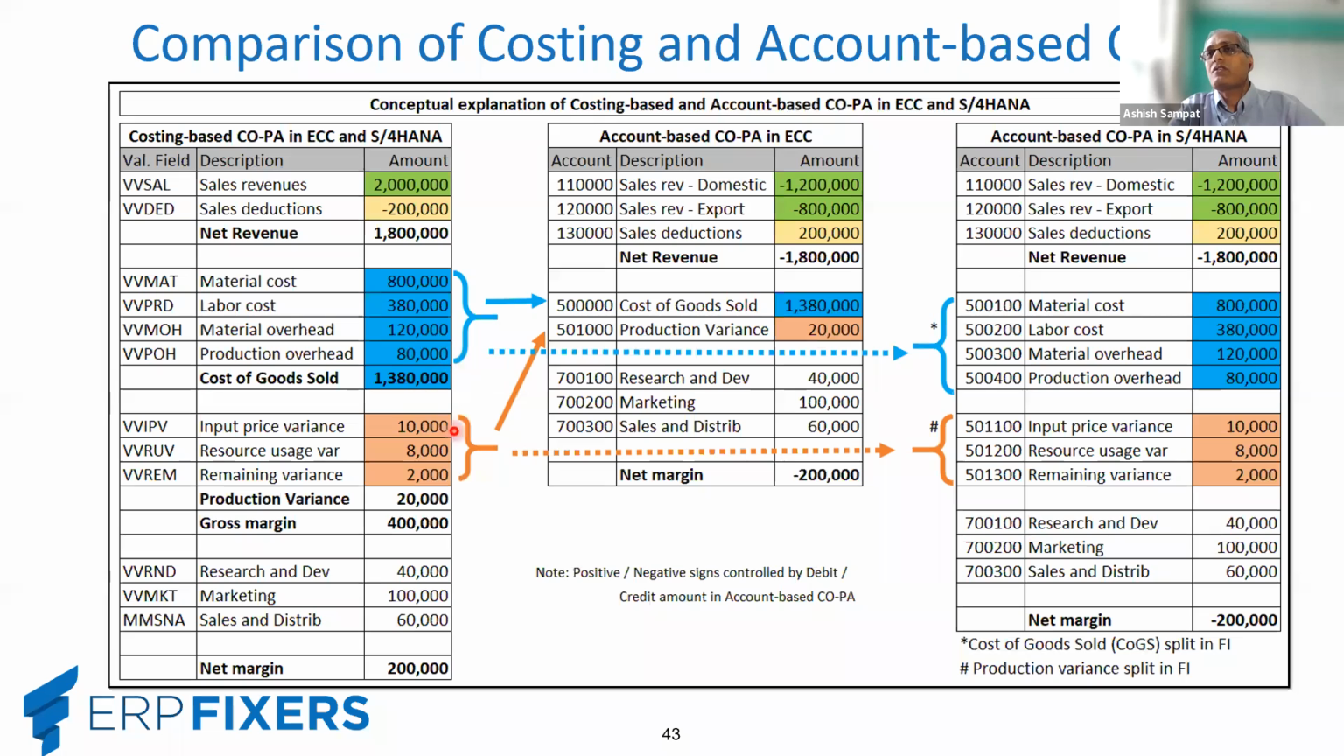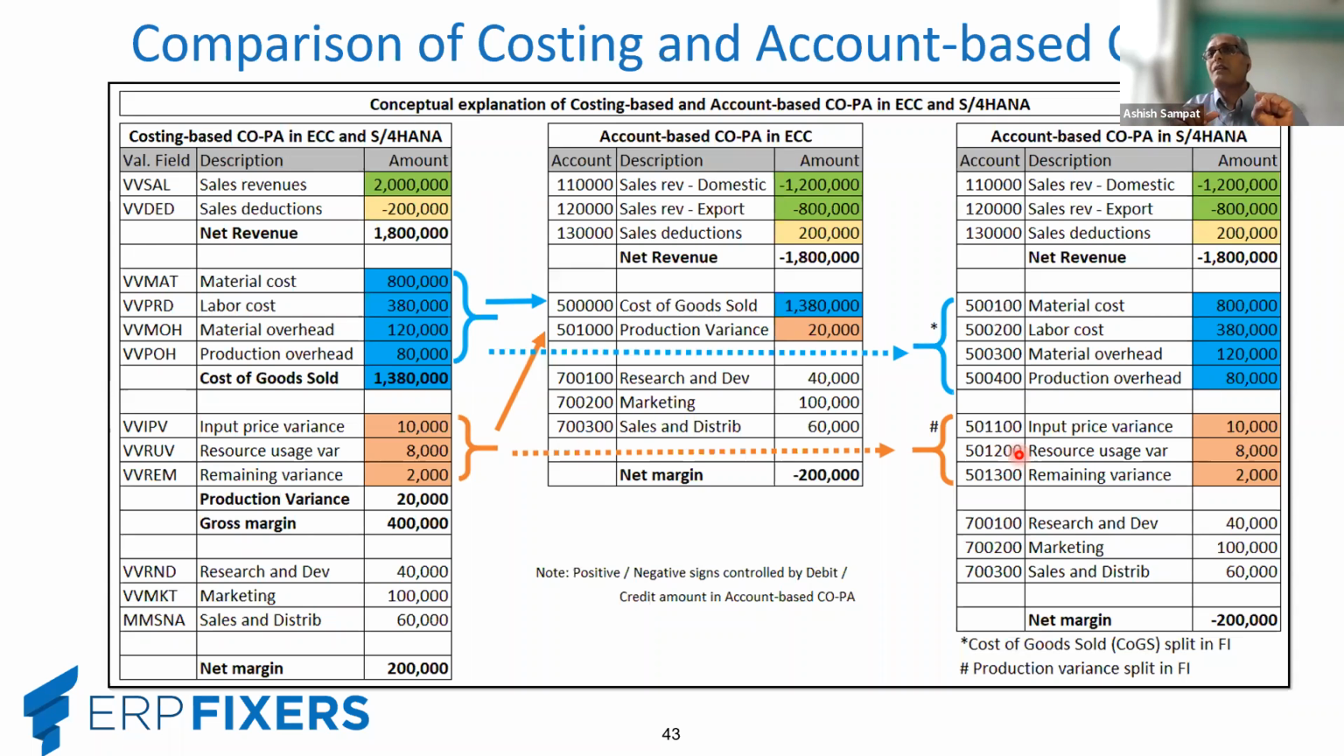But based on what we saw a few minutes back on the new feature for COGS split in FI and production variance split in FI, those blue and orange or peach ones, they have more detail available. So in other words, whatever I was able to do through costing based COPA earlier is available in account based COPA. At the same time, the reconciliation is guaranteed. Why? Because you are sourcing it from the same place, ACDOCA.